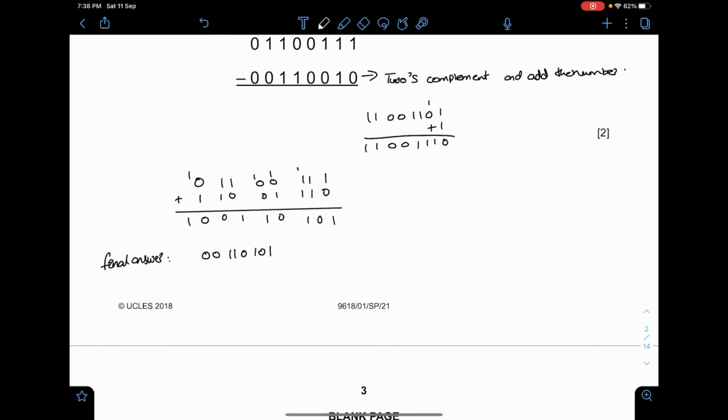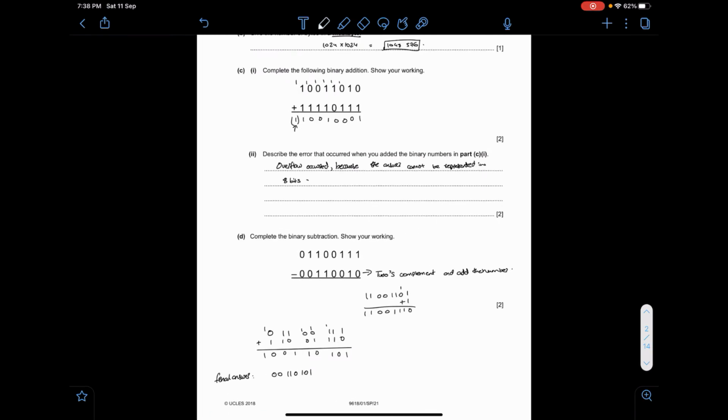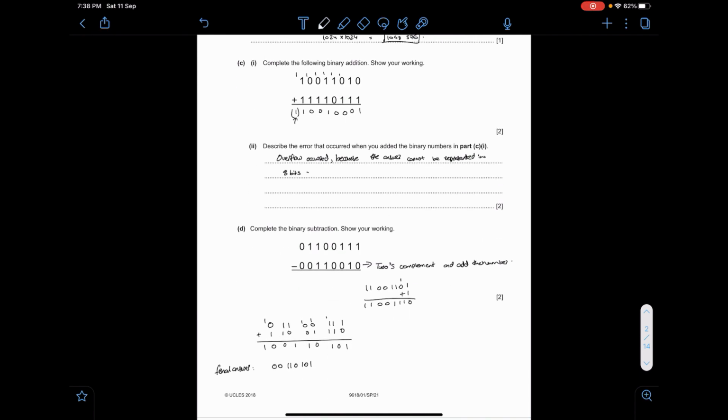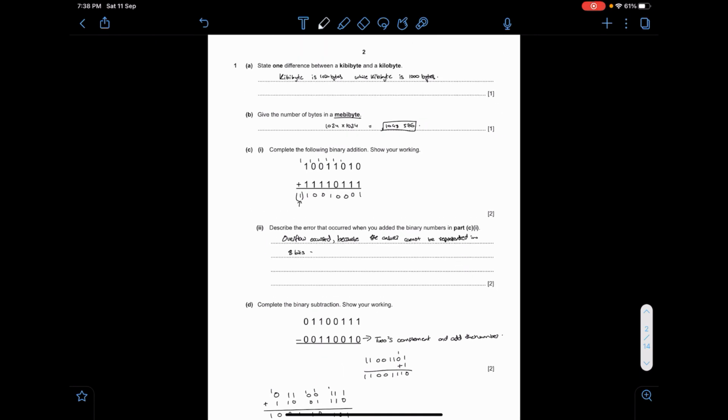So this question was fairly simple. All you had to do was differentiate between a kibibyte and a kilobyte, and give the number of bytes in a mebibyte, then do binary addition, then explain an error that was caused by that binary addition, and then complete the binary subtraction. For binary subtraction, rather than subtracting the two numbers, we changed the second number into 2's complement and then added it. This was a very recent specimen paper, and these are the kind of questions you can expect to come in your paper.